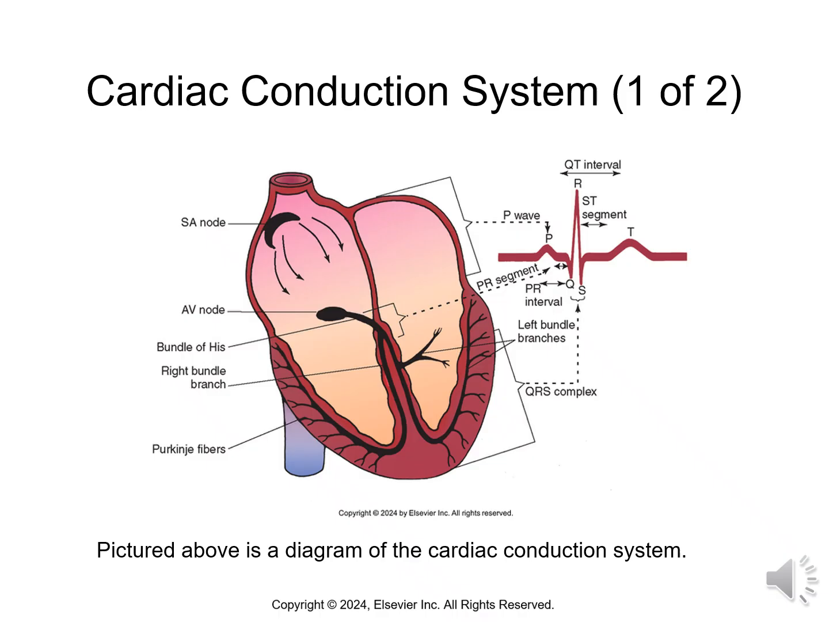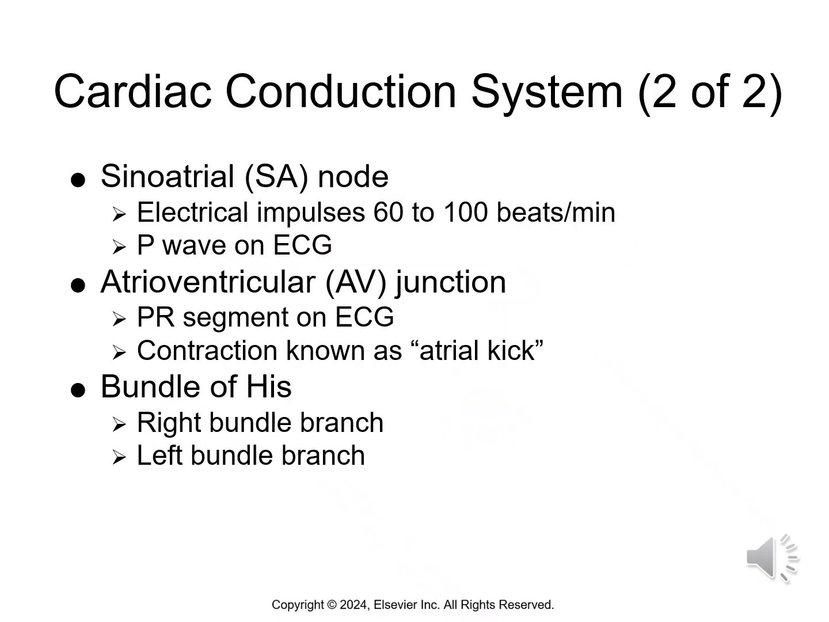The way this flows through, it goes from the sinus node to the atrial tract, to the atrium, to the internodal tract, the AV node, the bundle of His, the bundle branches, and then the Purkinje fibers, which lead into the ventricles. The conduction system is assessed utilizing an ECG, or an electrocardiogram.